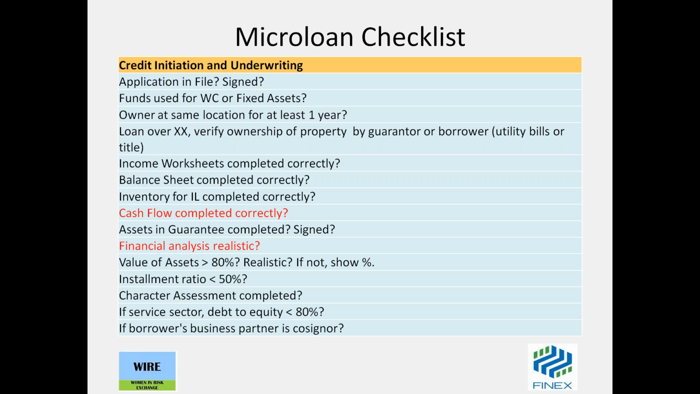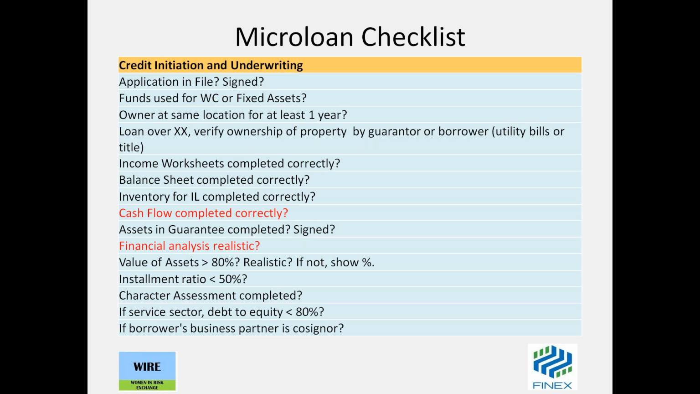So here's a microloan checklist. It's a bit different. This is the credit initiation and underwriting section. Again, you will see it has cash flow completed correctly, financial analysis realistic. I say realistic here because a lot of times, as we know, with microfinance clients, the loan officer is developing the cash flow, because the client doesn't have any financial statements. So you're actually asking them questions. So was the financial analysis that was developed realistic?